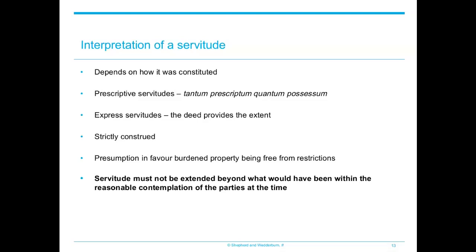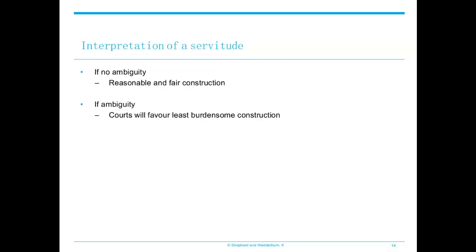The general principle is that the servitude must not be extended beyond what would have been within the reasonable contemplation of the parties at the time. But what if the word indeed is ambiguous? If there's an ambiguity, the court will favour the construction which is least burdensome to the burdened property.